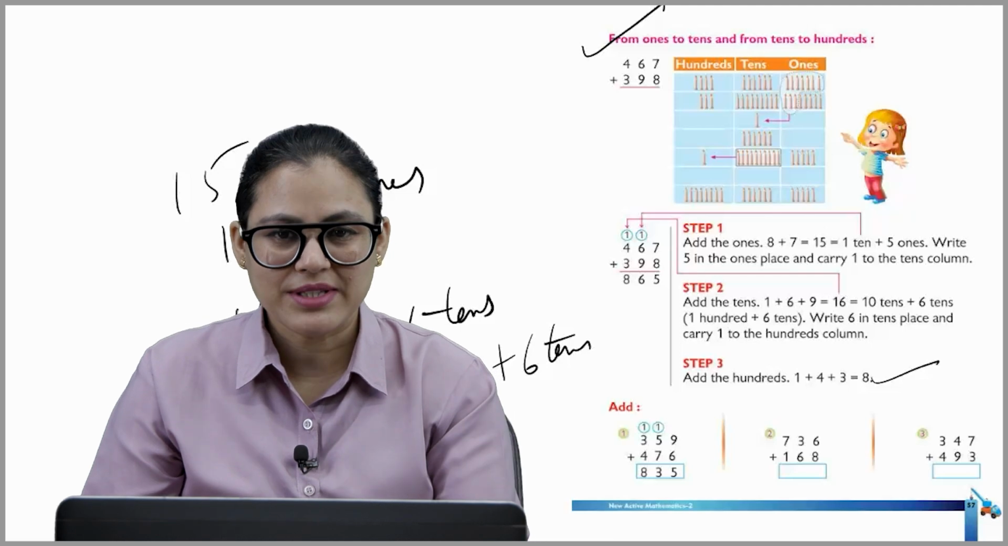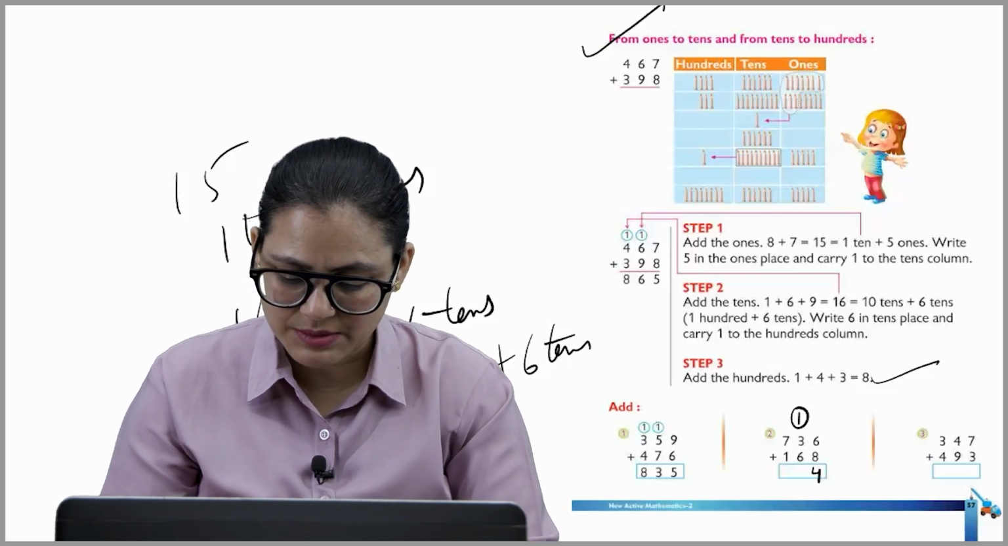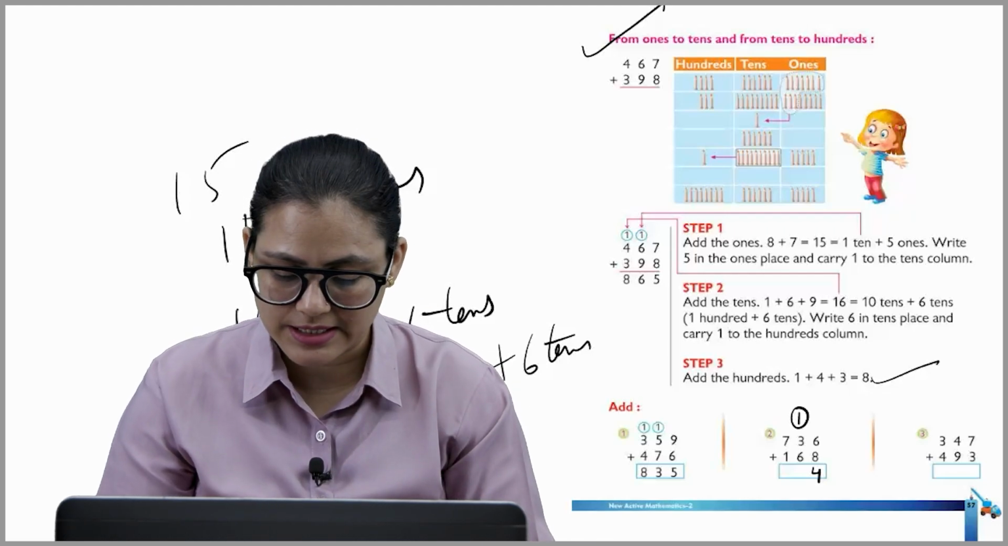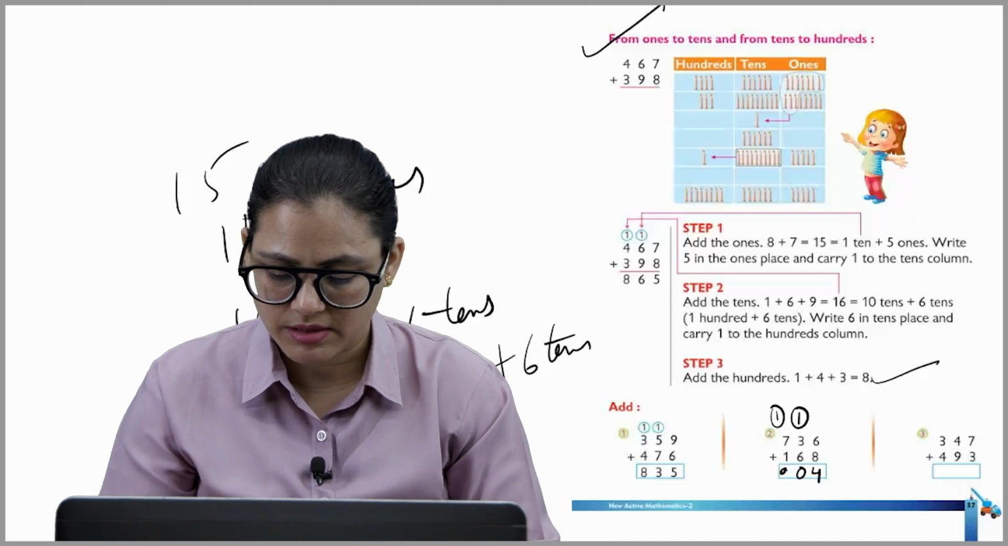Now, let's add the numbers. 8 plus 6, 14, 1 carry. 6 plus 3, 9 plus 1, 10. But we'll write 0, 1 we'll write here. 7 plus 1, 8 plus 1, 9. Okay.